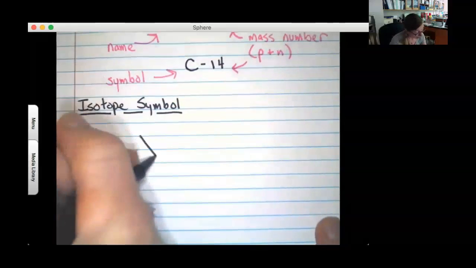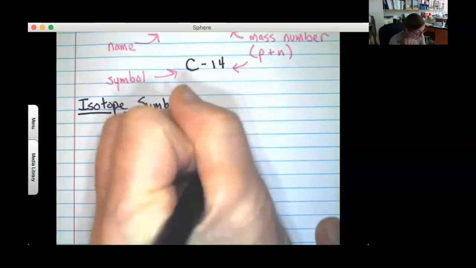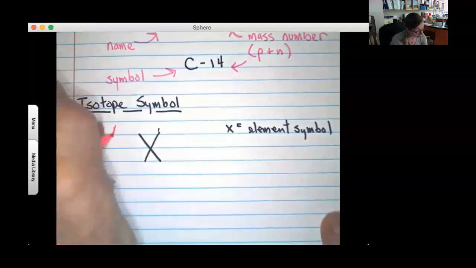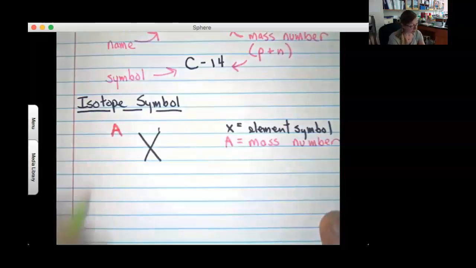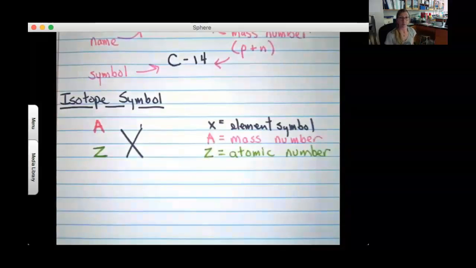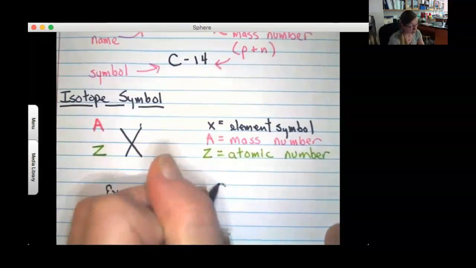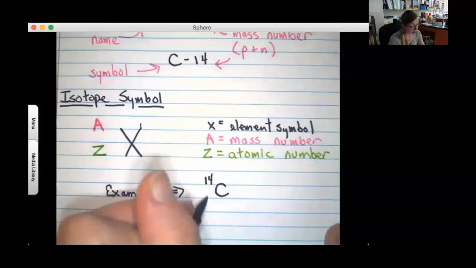I'm going to put a big X here, and the X is the element symbol, and then I'm going to put a big A right here, and this is standard notation on top with the A. And then on the bottom we have the number they call Z. So there we have it. The top is mass number, on the bottom is atomic number. Here's my example, and then we're going to do a little practice. We've been using carbon-14. How we would do that, we'd say C, with the 14 on the top, mass number, and the 6 on the bottom.